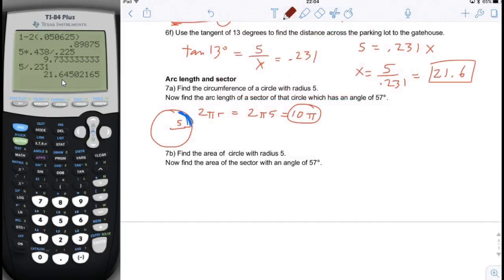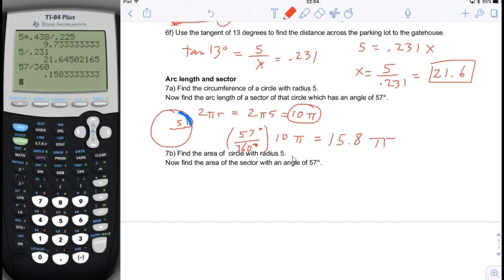Well, we can figure it out. The way we figure it out is we make a proportion. What's the total degrees in the circle? It's 360 degrees, right? So I can say 57 degrees divided by 360 degrees is the proportion of the circumference of the circle. That is the blue length. So I'm going to multiply that times 10 pi. 57 divided by 360 is 0.158. So 0.158 times 10 is going to be 15.8. So the answer is going to be 15.8 pi. Okay, and that's a distance, right? Because it's part of the circumference. Okay.